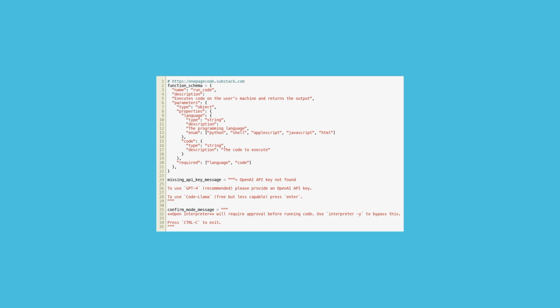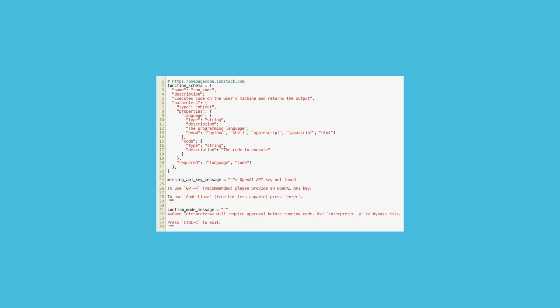The missing_API_key_message variable is a string that provides a message to be displayed when the user does not have an OpenAI API key. The message prompts the user to provide an API key to use the GPT-4 functionality, or to press enter to use the free but less capable code llama functionality.